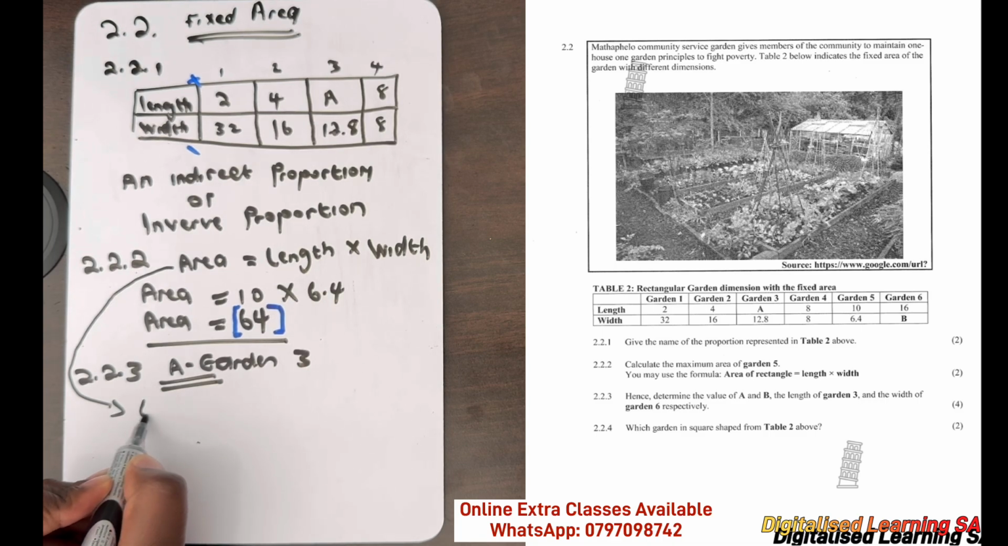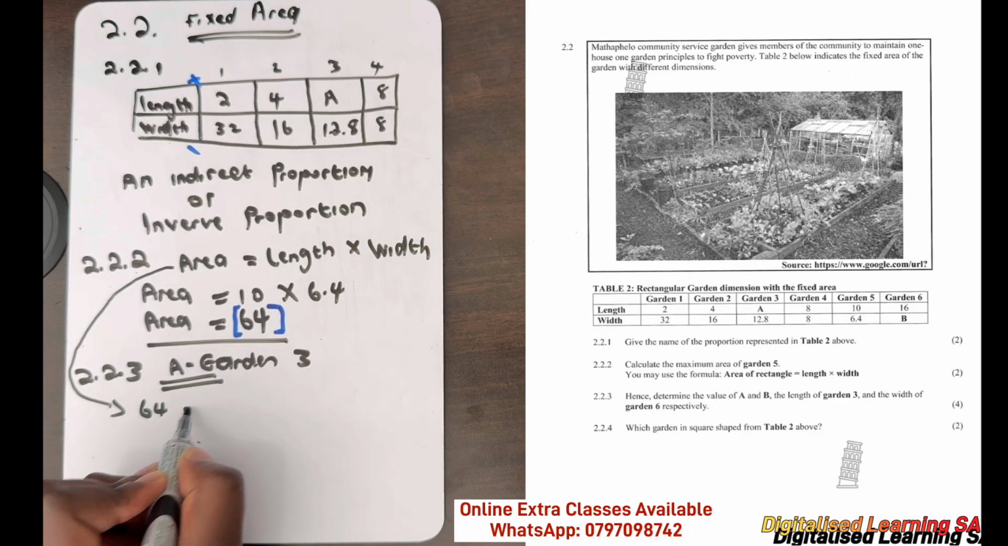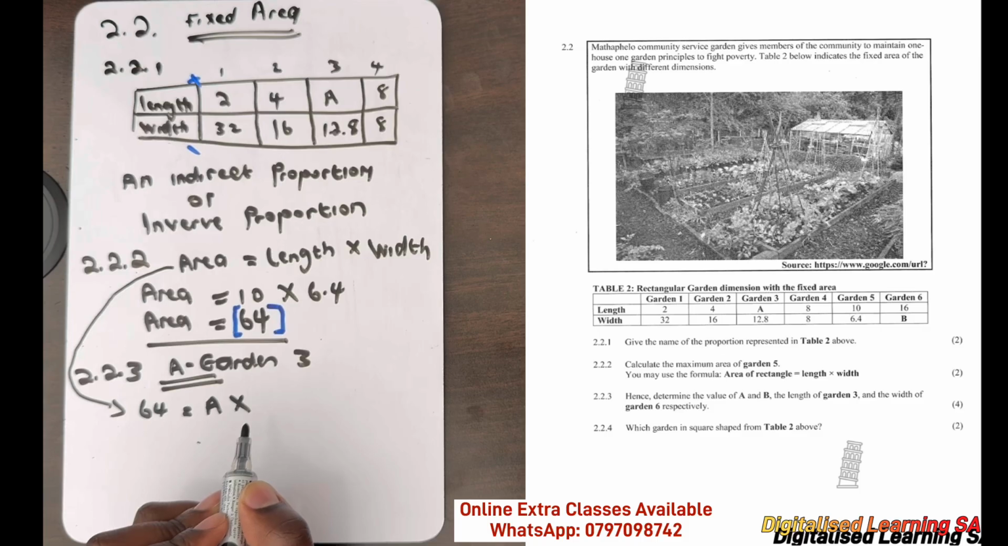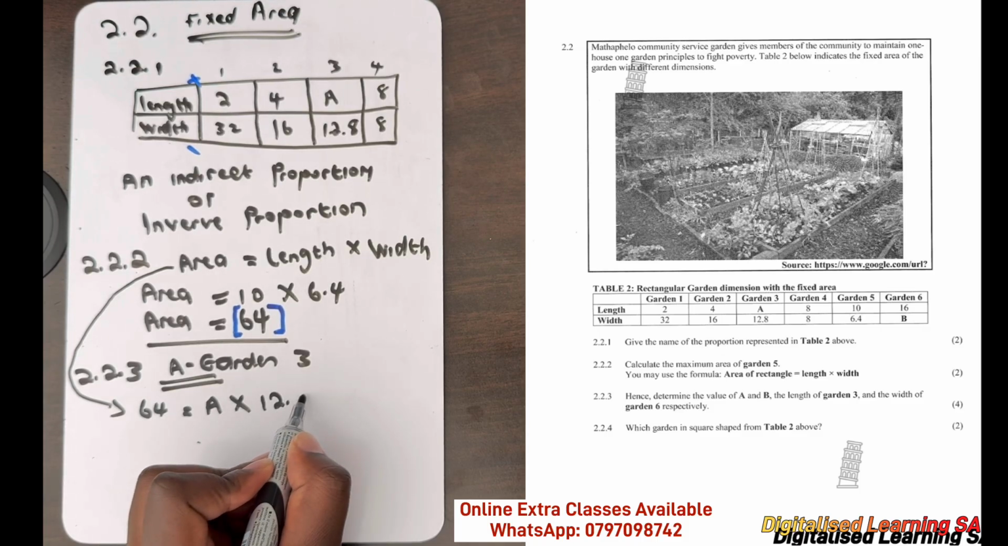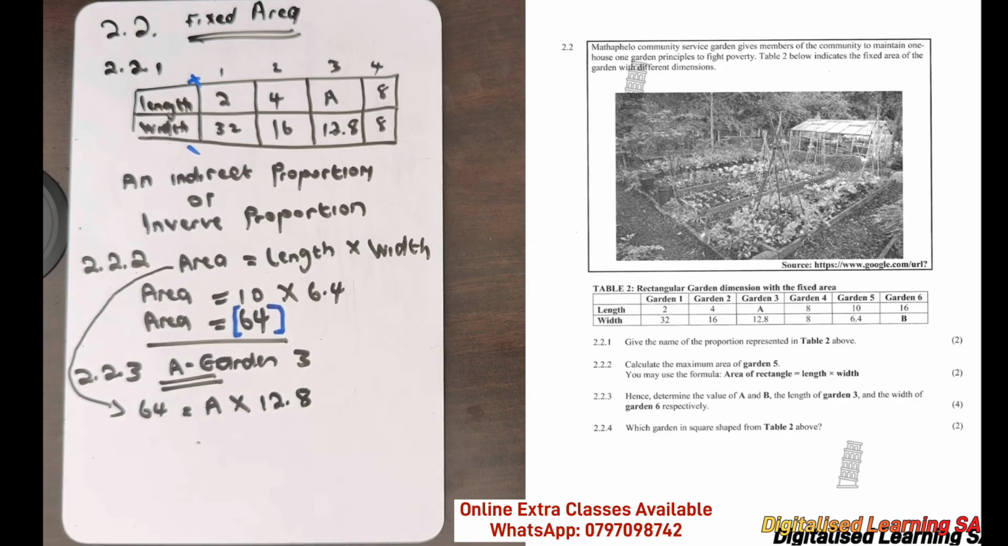So we will have 64 equals to our length, which is A, multiplied by the width of garden 3, which is 12.8. And now I'm going to teach you a very important trick in this case.